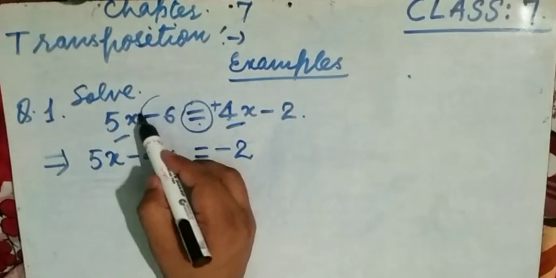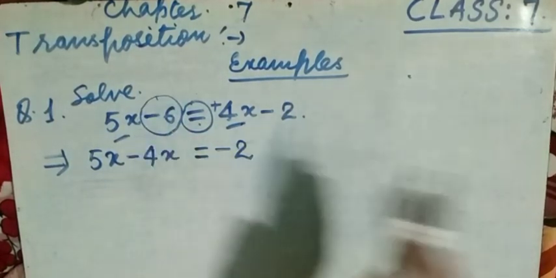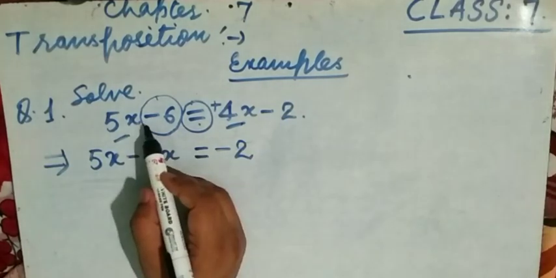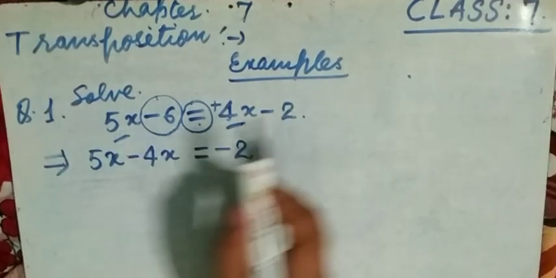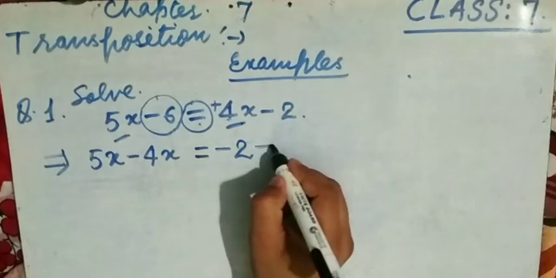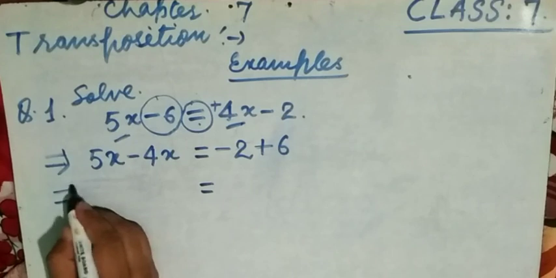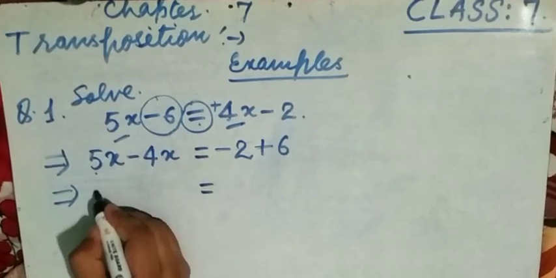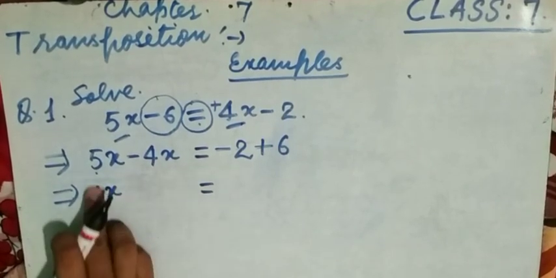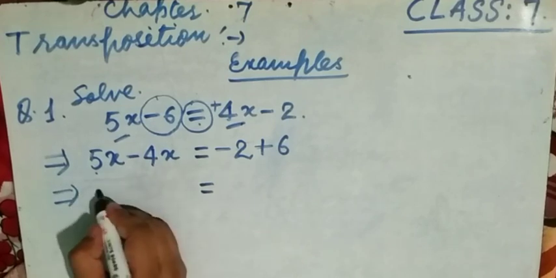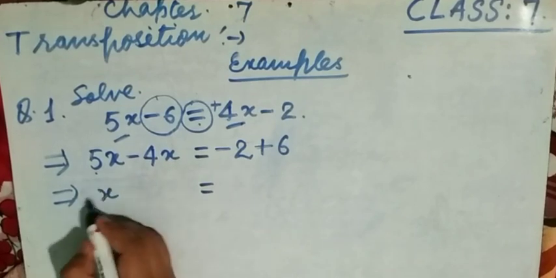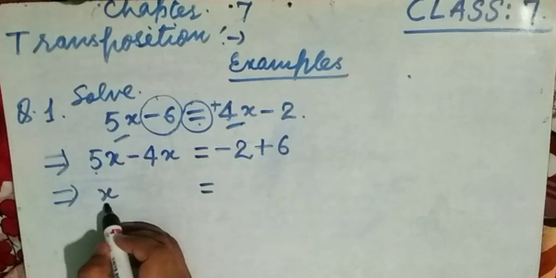Now we have to bring this minus x towards the right hand side, changing its sign, and here the sign is plus. Now we have to change the sign, plus means minus. Okay, this is 6. Now here 5x minus 4x: 5 minus 4 is 1, and this is x. So the 1 is hidden, do not write it, because 1 is hidden. So 5x minus 4x is x.